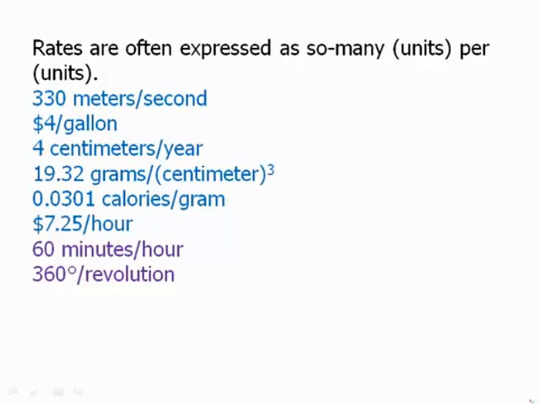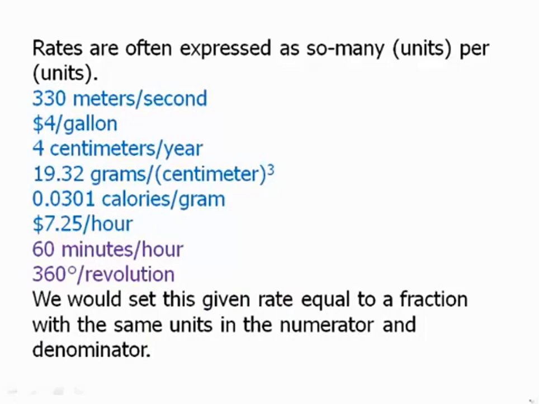The other ones you would not be expected to know, but you would be expected to know that there's 60 minutes in an hour, and you can write this as a ratio. We would set this given rate equal to a fraction with the same units in the numerator and the denominator. So either the problem itself would give you one of the rates, for example, one of the blue rates, or you would know yourself something about the units and the way that the units are related. You set that up as a ratio, and then you set that equal to a fraction on the other side that matches the same units in the numerator and the denominator.